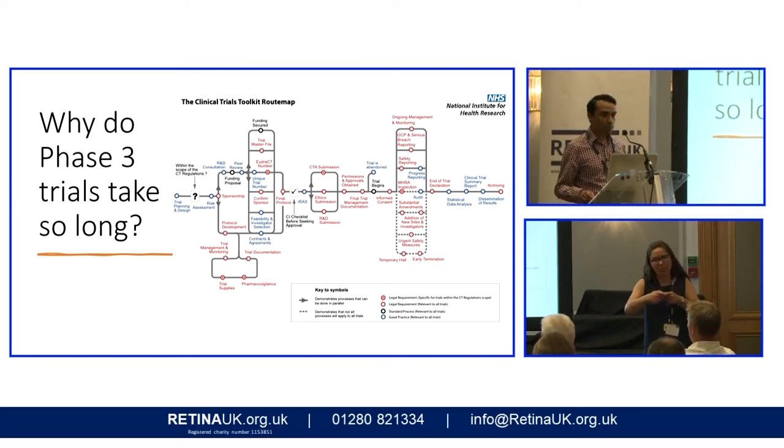So there's a complex diagram on the right side of the screen, which essentially just outlines the clinical trials route map. This was developed by the NIHR, the National Institute for Health and Care Research. But the main thing I'm using this image for is just to illustrate how complex that process can be. So on the far left, you're at the beginning of a journey, trying to plan a trial and design how that trial is going to be conducted.